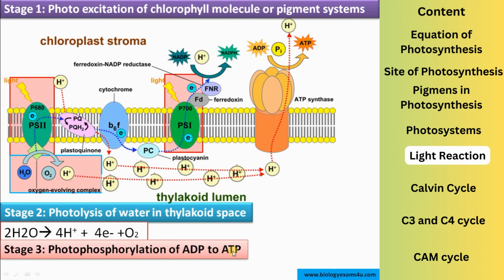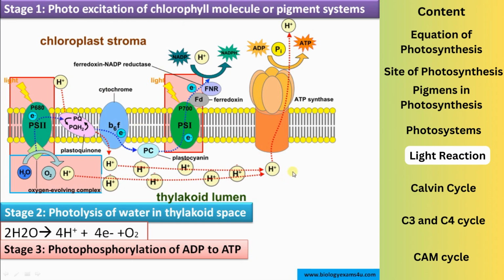Stage 3 is the photophosphorylation of ADP to ATP. Now there is a proton gradient created by the photolysis of water, and also during the electron transfer the energy is utilized to pump protons from the chloroplast stromal region into the thylakoid lumen space. Here there are more protons compared to the stromal region. So there is no way out for these protons to create an equilibrium. These thylakoid membranes are impermeable.